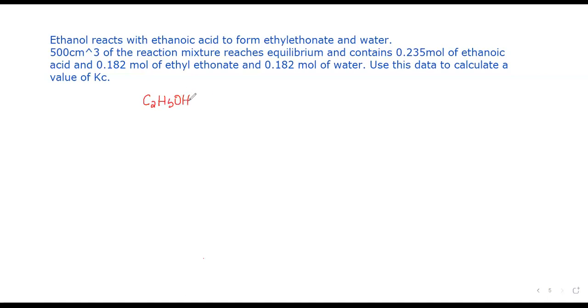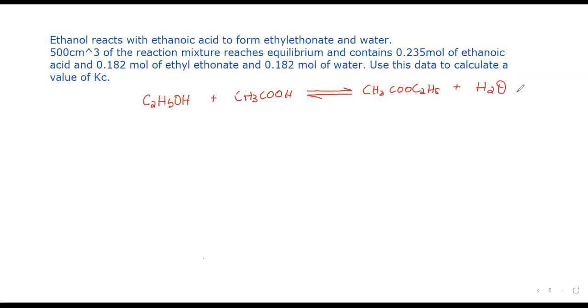So ethanol reacts with ethanoic acid and this gives us ethyl ethanoate plus water.